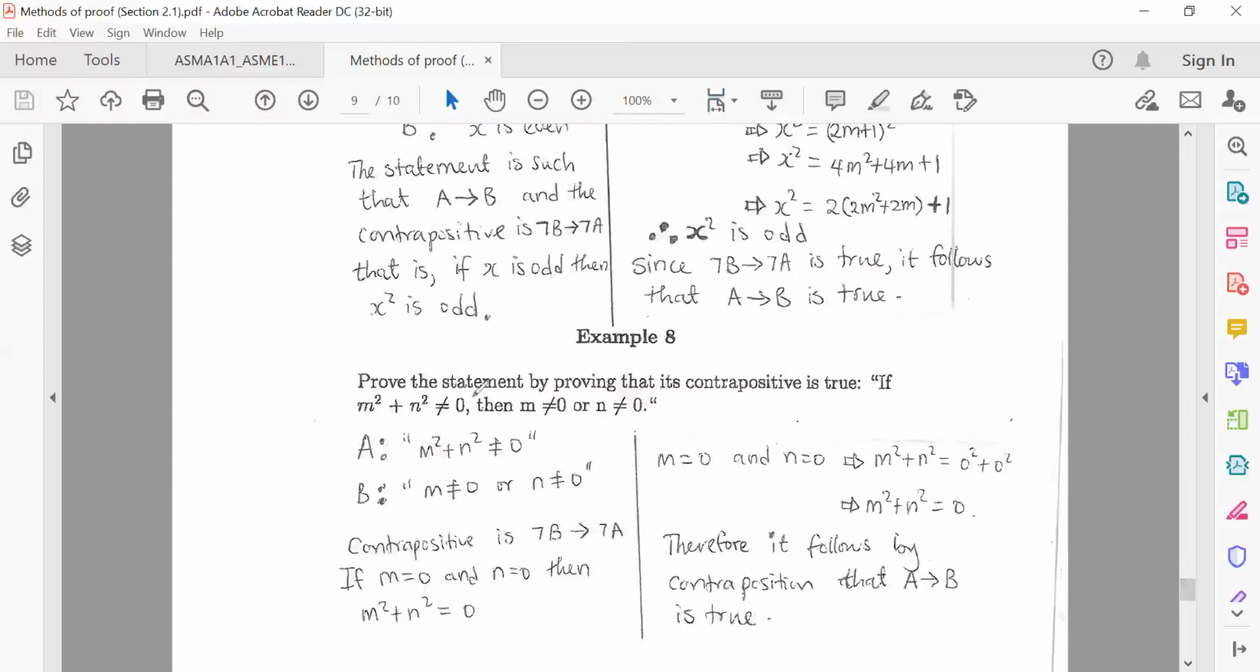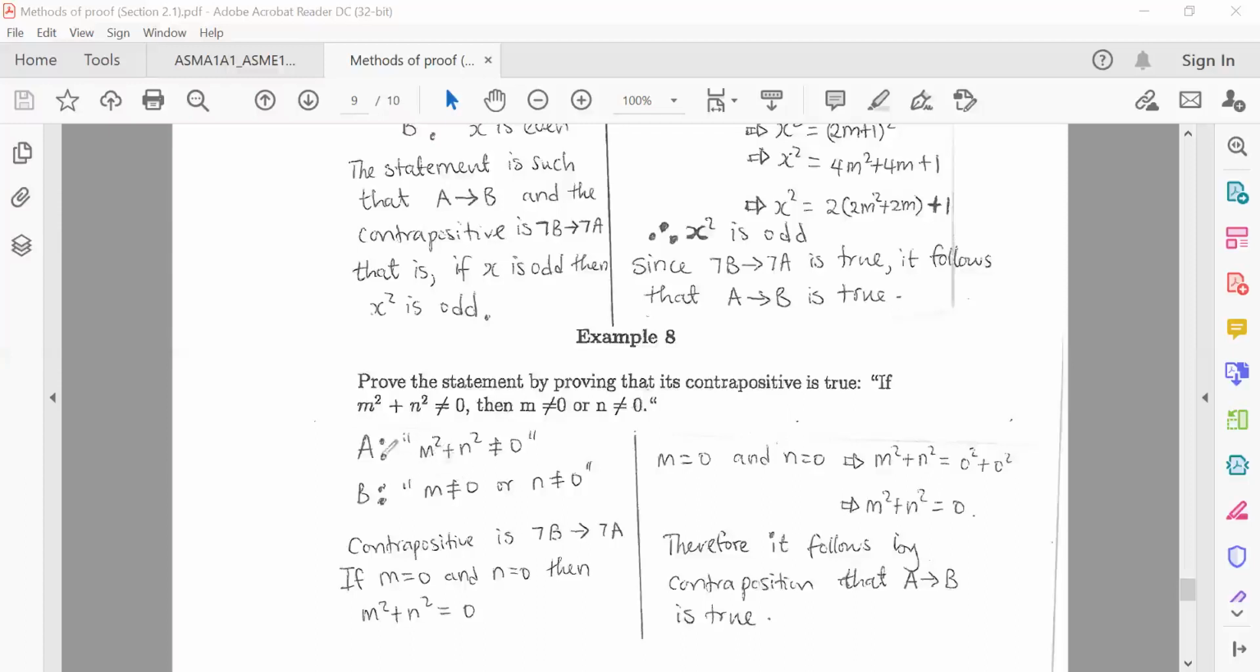They say prove the statement by proving that its contrapositive is true. So yeah, I made this so easy. I tell you exactly what to do. So if m squared plus n squared is not equal to 0, then m is not equal to 0 or n is not equal to 0.